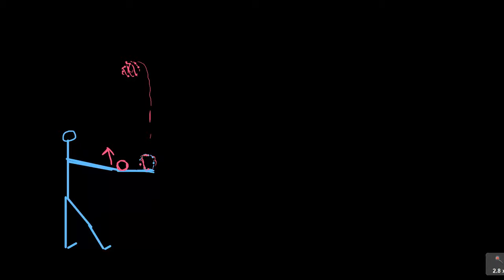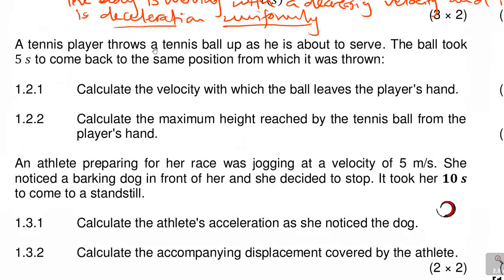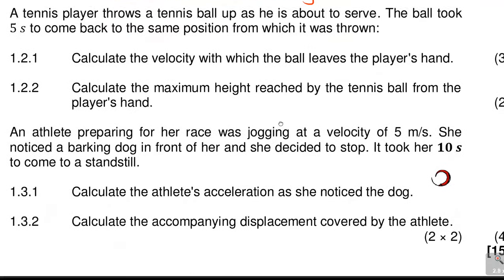All right, so this is the ball back. Now let's get the information again. So the ball was going, remember, the ball went up and came down. So they are saying this is a tennis player. So a tennis player throws the ball, a tennis ball as he's about to serve. The ball took 5 seconds to come back to the same position from which it was thrown.